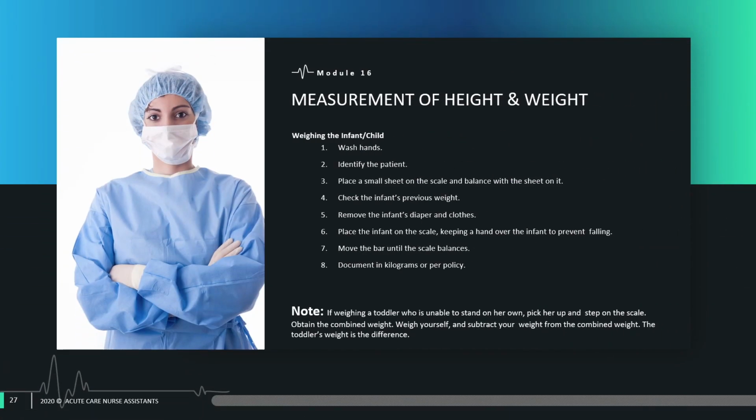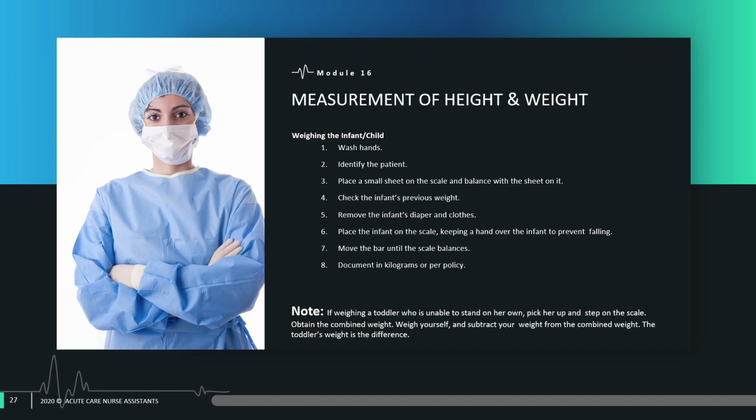Weighing the infant or child. Wash hands. Identify the patient. Place a small sheet on the scale and balance with the sheet on it. Check the infant's previous weight. Remove the infant's diaper and clothes. Place the infant on the scale, keeping a hand over the infant to prevent falling. Move the bar until the scale balances. Document in kilograms or per policy.